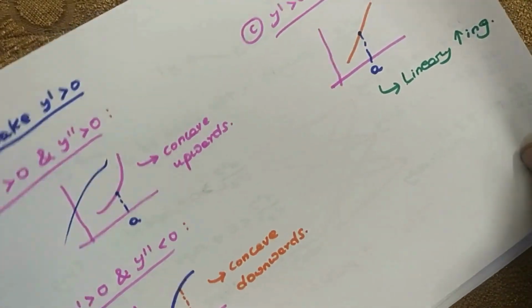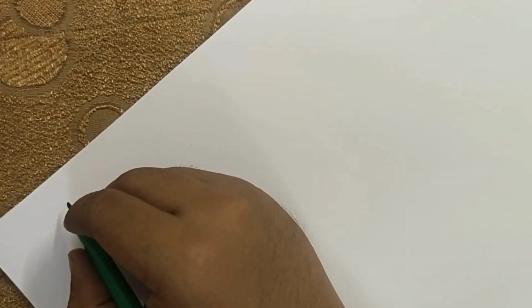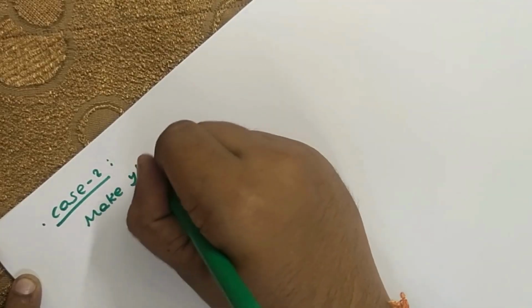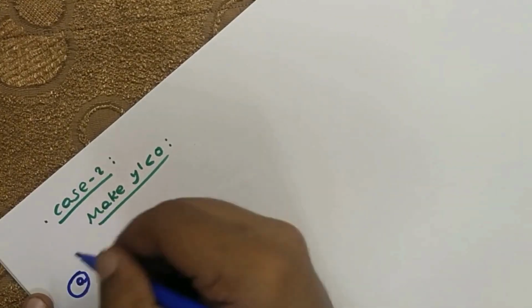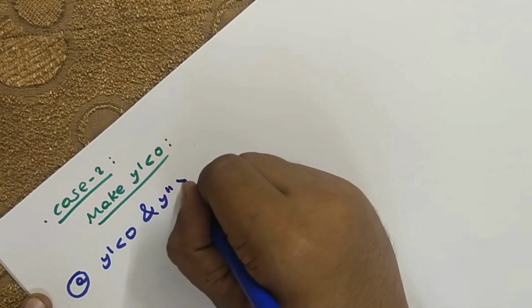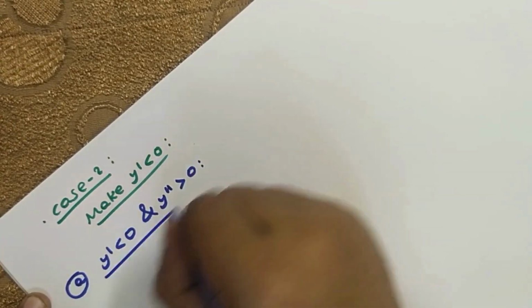Yes, so let's now take case 2. So case 2, let's make y dash less than 0 now and see. Okay, so let's take the first one, y dash less than 0 and y double dash greater than 0. So yes, let's see this one.